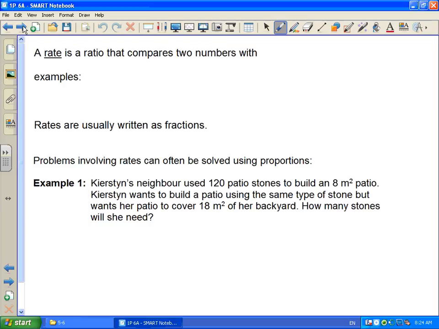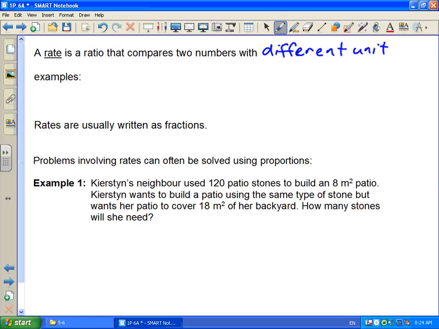So first, let's talk about what a rate is. A rate is very, very similar to a ratio. A ratio compares two numbers. A rate compares two numbers that have different units. So it's the units that are key when we are looking at rates here.